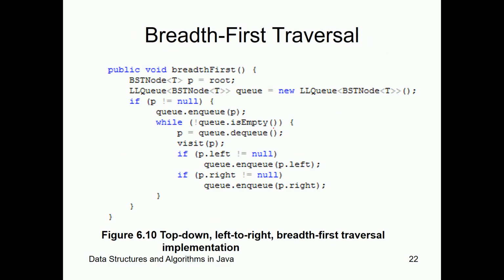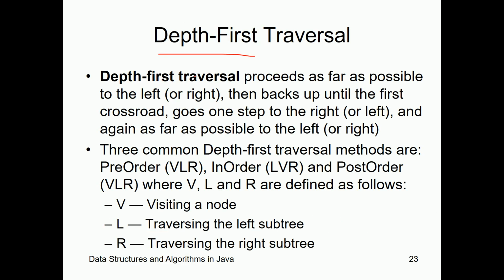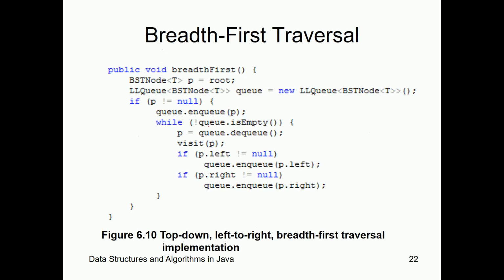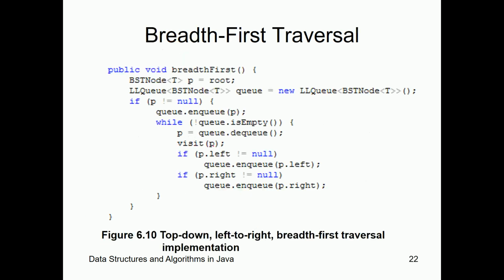while the queue is not empty, I'm going to dequeue. So that means I dequeue this, that means I'm going to display this thing. When I'm dequeuing, I display it. And then what next is going to happen, I visit P.